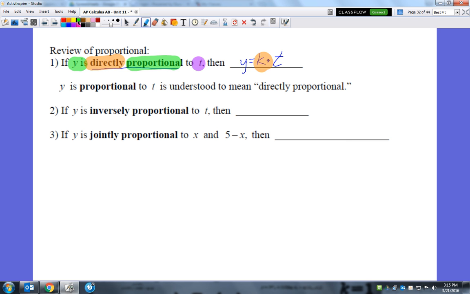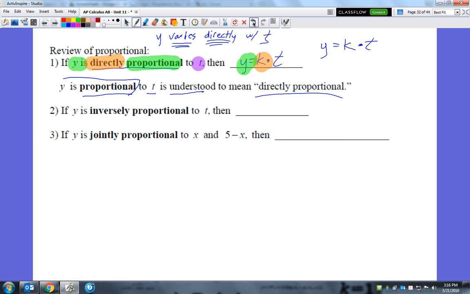So when we had direct variation before, back when we were doing Algebra 2 or Pre-Cal, you were used to seeing y varies directly with t. So you would write y. When you saw varies, you used to write equals k. When you saw directly, you would multiply, and then with t, you would just put the t. So that's what this is meaning. It's meaning the same thing. Directly would be multiplication, proportional is that constant with k. Okay? So y is proportional to t is understood to mean directly proportional. This is where proportional is otherwise what we used to call varies.